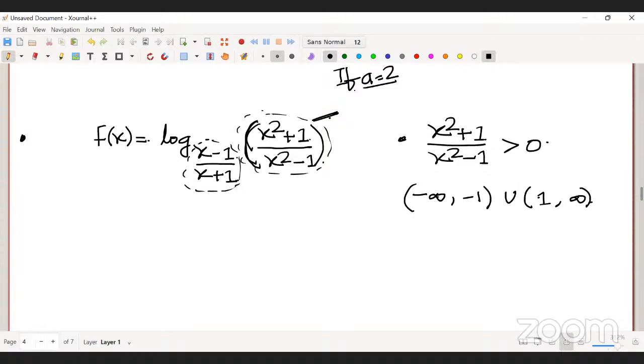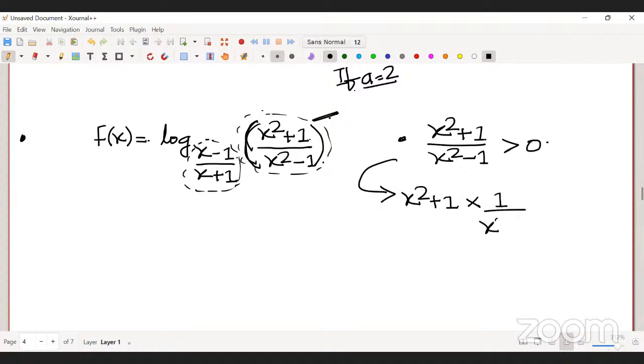Yeah, correct. So this answer is correct, but the thing is, I have already explained, the probably simplest method, like if you see, x square plus 1 is always positive. Sir, x square plus 1 is always positive. So this is basically x square minus 1. Okay. Yes. Right. And you have two things, one and another one, right?